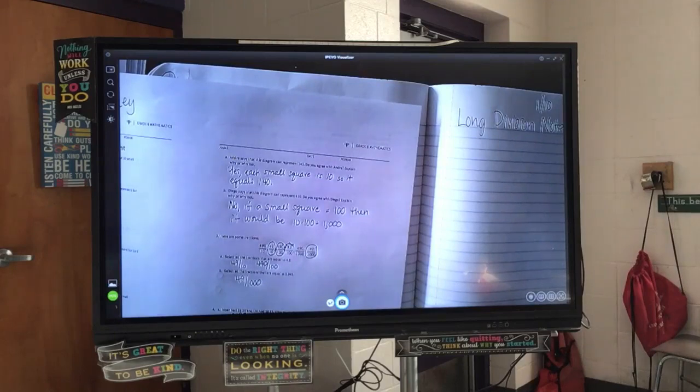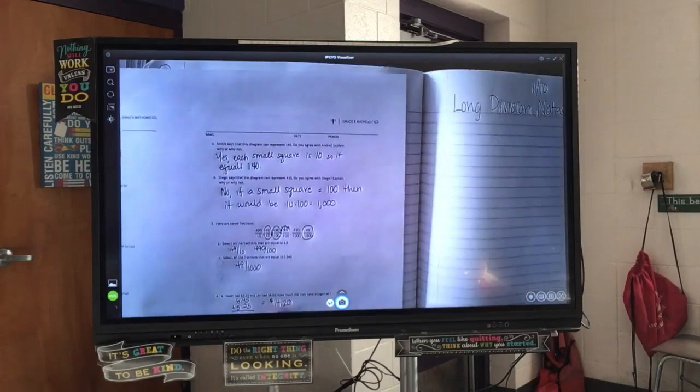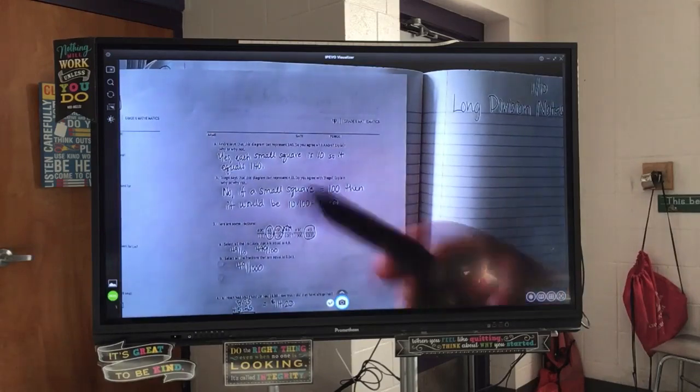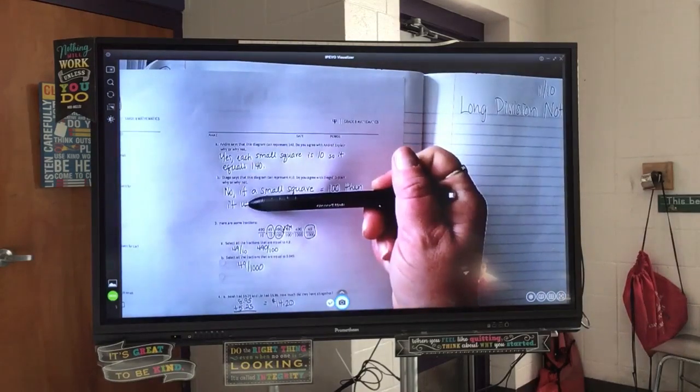Do you agree with him? You should say no, because if one of the small squares equals 100, and you do 10 times 100, you get 1,000. That's just, again, an example of an explanation as to why. But you should have yes and you should have no.